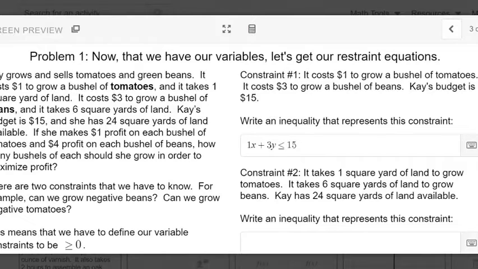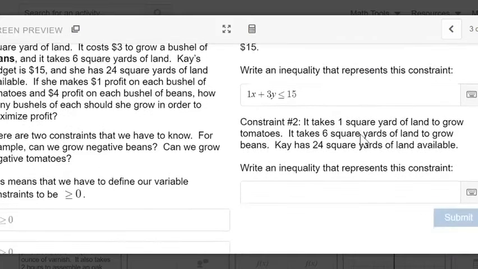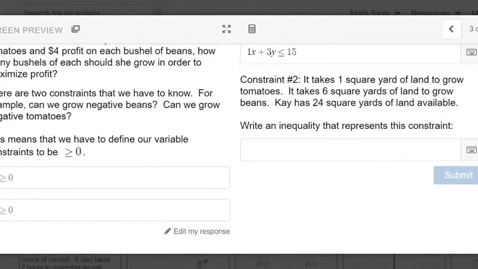We don't want to spend more than $15, but it costs money to actually buy the seeds and take care of it and make them grow. Okay. Our second constraint is our land. Think about it. If you have a certain amount of land, you can't just grow your plants wherever you want to. You have to stay within your land.